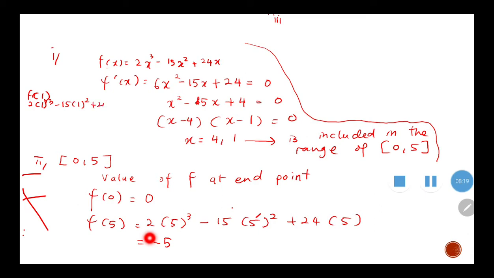Plus 24, and you will get 11, and f4, you will get minus 16. Okay?